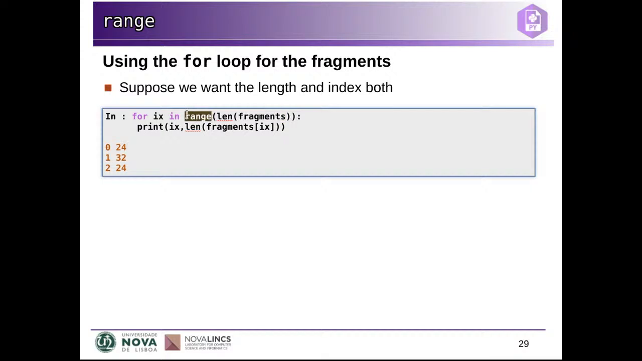So I ask for range with the length of the array I want to iterate through. This tells range how many indexes I need. Range gives me the indexes starting at 0, and now I can print the index and the length of the fragment with that index. So in this case, I'm just iterating through the indexes of my array, and I can do this. The fragment of index 0 has a length of 24, index 1, 32, and so on.